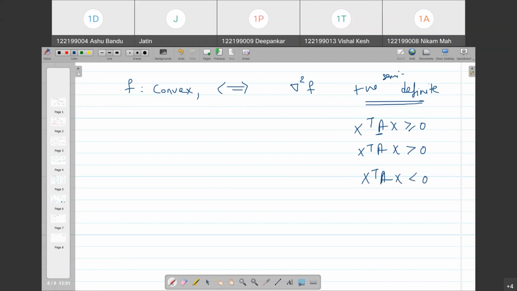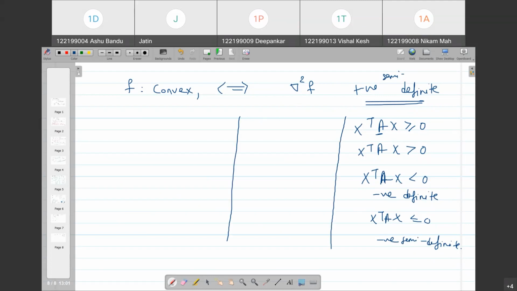When x transpose AX is strictly less than 0, then it is called a negative definite matrix. And when x transpose AX is less than or equal to 0, then it is a negative semi-definite matrix. One can relate this to eigenvalues. Do you know the conditions?